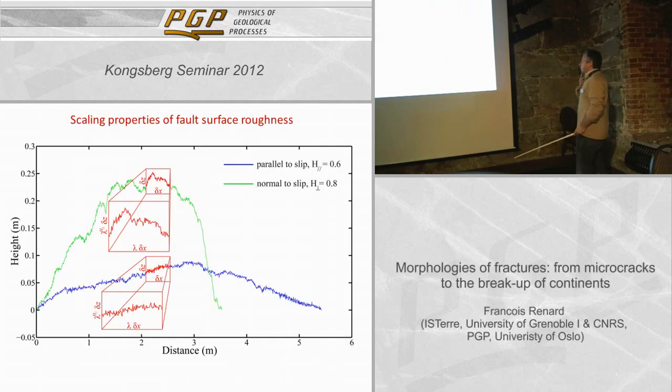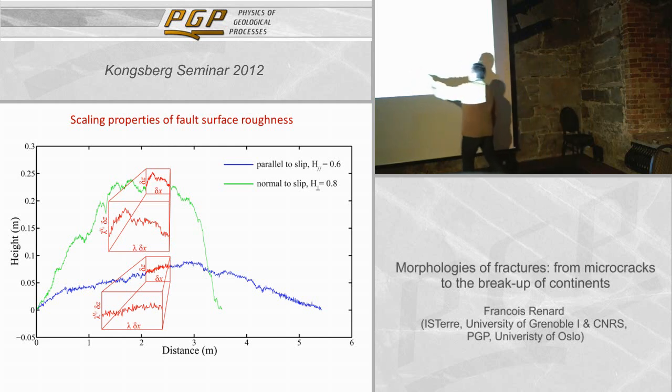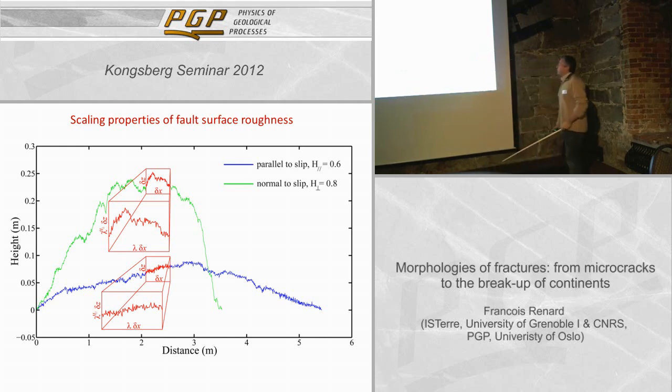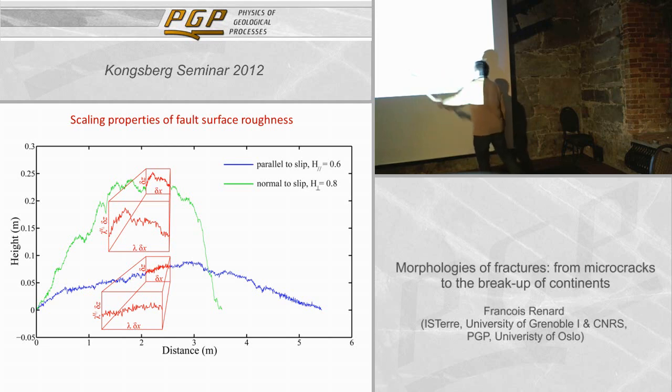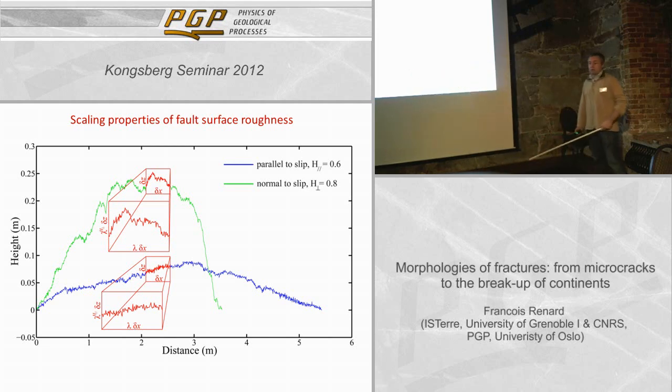One way to do it is to look at the scaling properties of this rough signal. Here are two rough profiles, and the idea is to look at a portion of length delta x and height delta z, and try to zoom in and see how you should zoom in the z direction to get a statistical similarity to the previous scale. When you do this kind of zooming, there is a small exponent which can come out. It's not automatic, you have to look for it, but sometimes you find it. And that's what I will talk about today: what is the value of this exponent in all the faults or all the fractures you can find on the Earth.